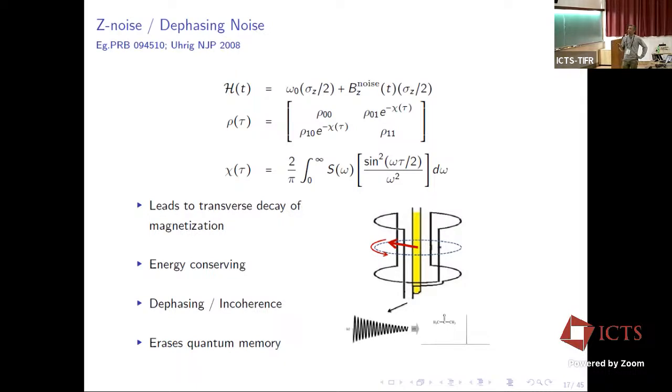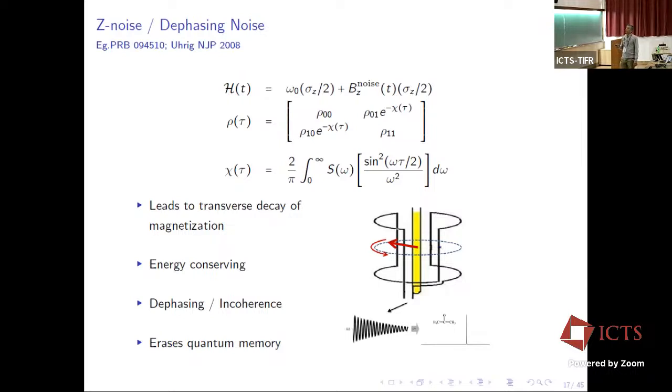Let's start with understanding Z noise with this method. In addition to the Zeeman Hamiltonian, we now have the noise Hamiltonian. The noise is in the same direction as the Zeeman field. That's why it is called Z noise. And this is time dependent noise.